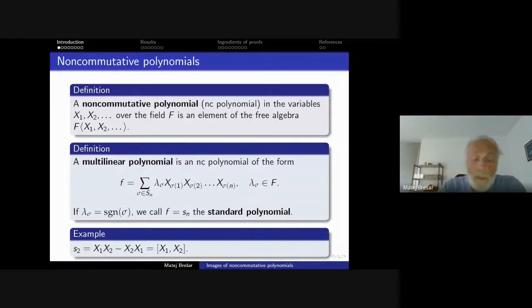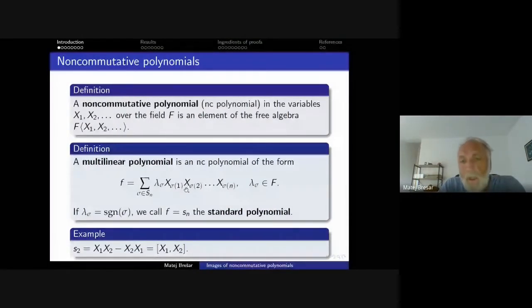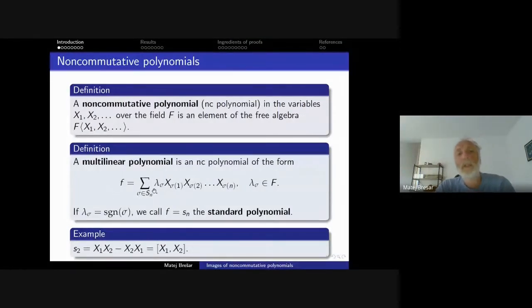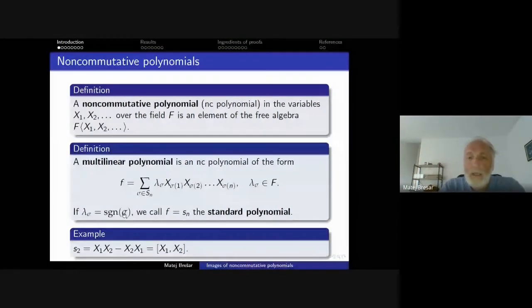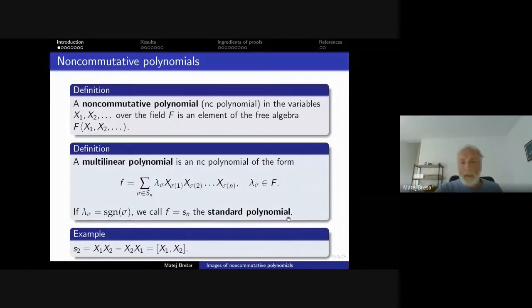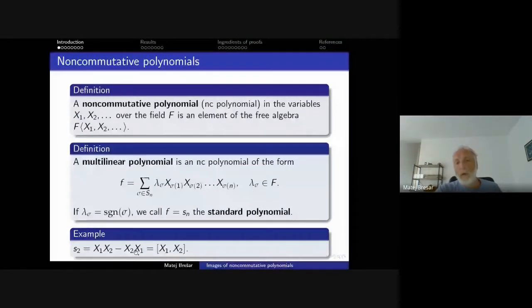These are polynomials in which each variable appears in each monomial exactly once. So they look like this. In the special case where this coefficient is the sign of the permutation sigma, we get the standard polynomial, denoted by S_n. The simplest example, S_2, is nothing but the commutator, x1 x2 minus x2 x1, which I will write as [x1, x2].